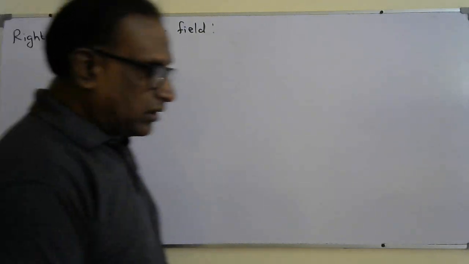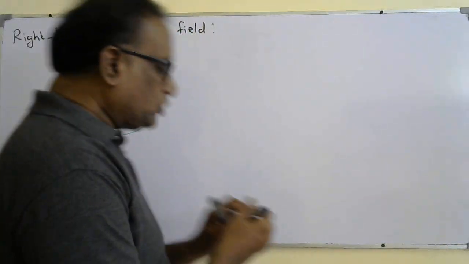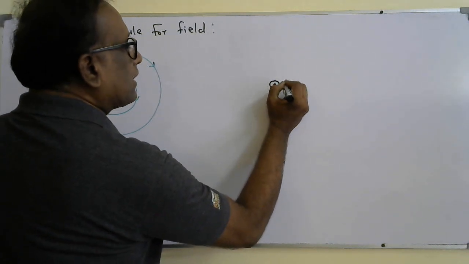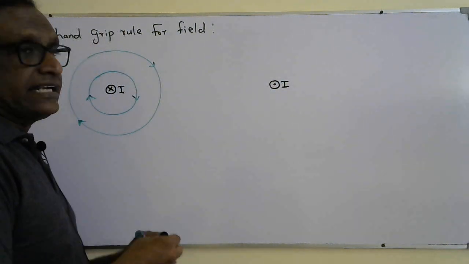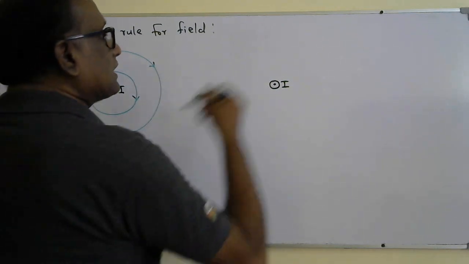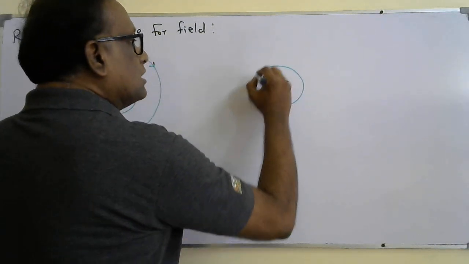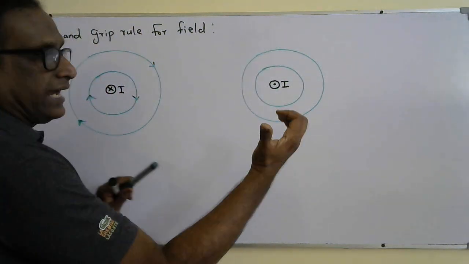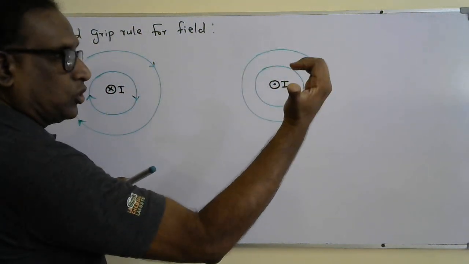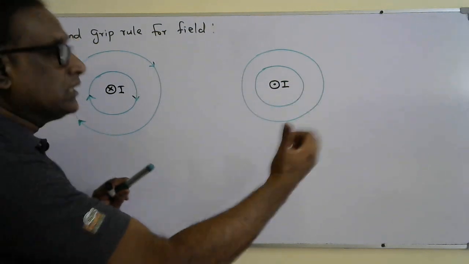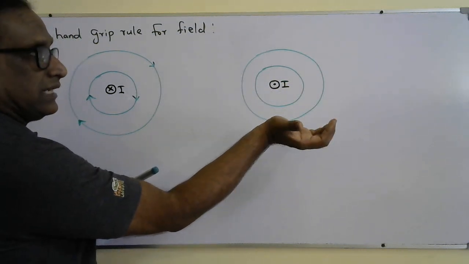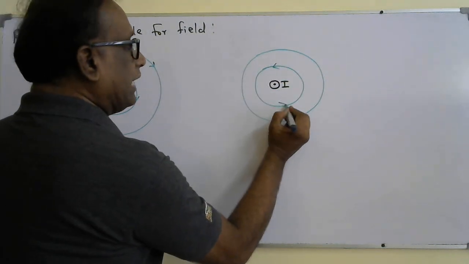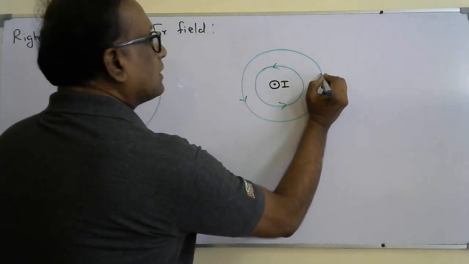If the current is flowing out of the page or out of the board, denoted by a dot, that also produces concentric circles of magnetic field around the wire. For the direction, keep the right hand with the thumb pointing out of the board, because current is flowing out of the board. All the fingers curl in this direction, so the direction of the magnetic field will be anti-clockwise.